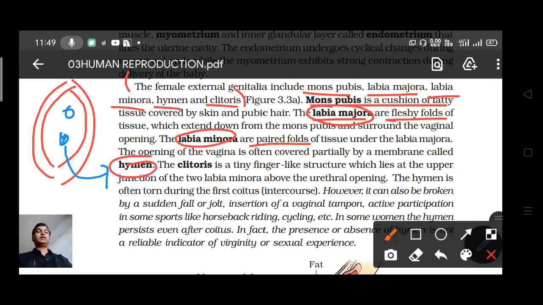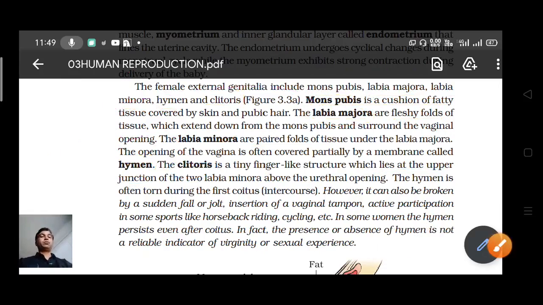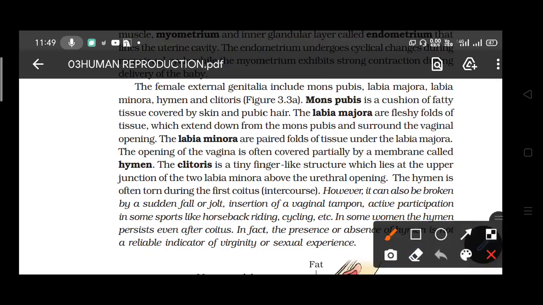The clitoris is a tiny finger-like structure which lies at the upper junction. The clitoris is present here. This is the clitoris. So, this is the labia majora, labia minora. This is the urethral opening, this is the vagina, and this is the clitoris. Now the major point, try to understand this one.